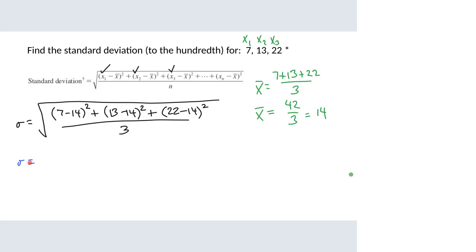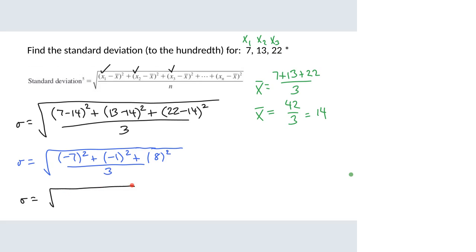As we simplify this, first we do our subtraction. We'll have 7 minus 14, that's negative 7 squared. 13 minus 14 is negative 1 squared. And then 22 minus 14 is 8 squared. And that's divided by 3. If you see anything that you're not sure where it came from, don't hesitate to ask. Negative 7 times negative 7 is 49. Negative 1 times negative 1 is 1. And 8 times 8 is 64.